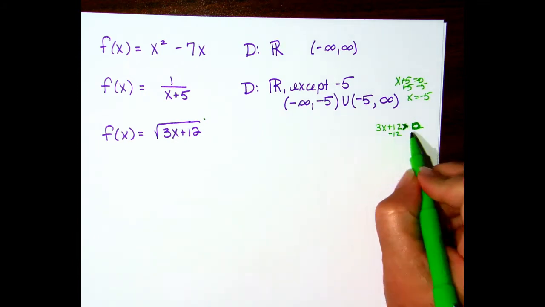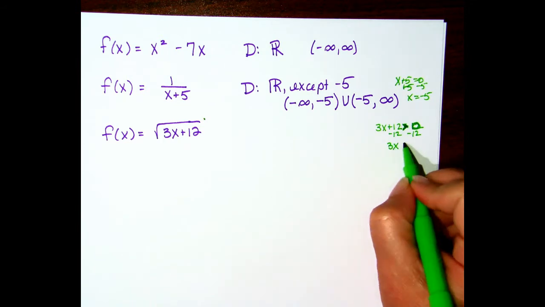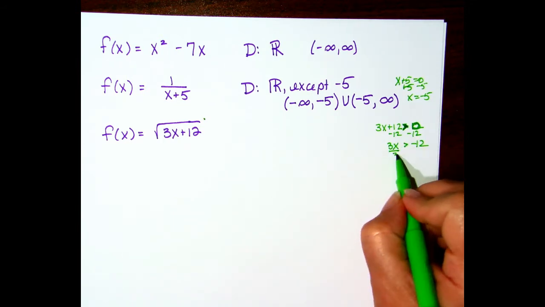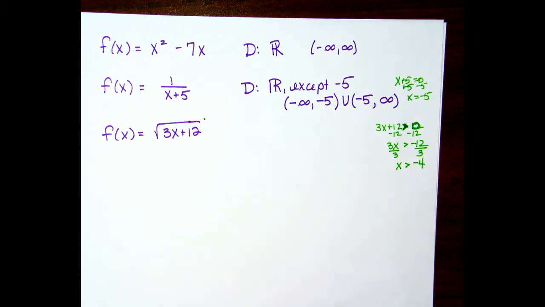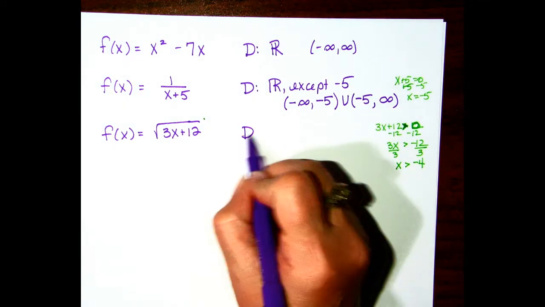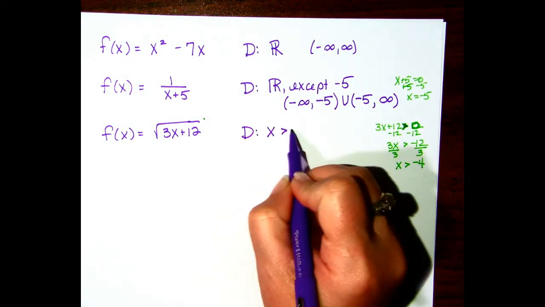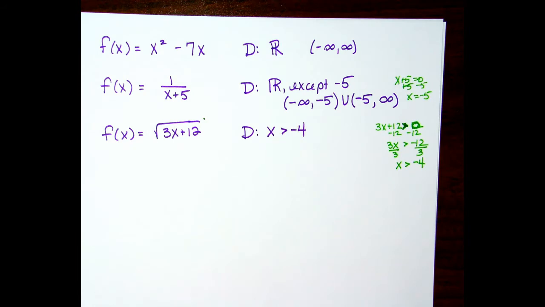So if I subtract 12 from both sides, I get 3x is greater than negative 12. And if I divide both sides by 3, I get x is greater than negative 4. Well, guess what I just found? The domain, x is greater than negative 4. What does that look like in interval notation?